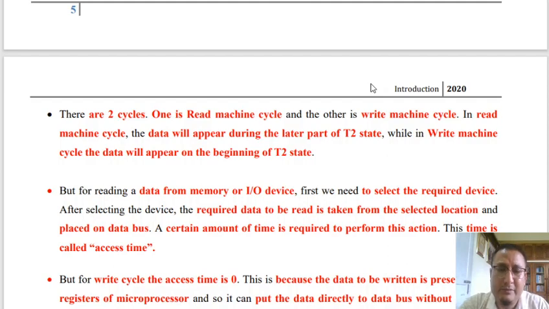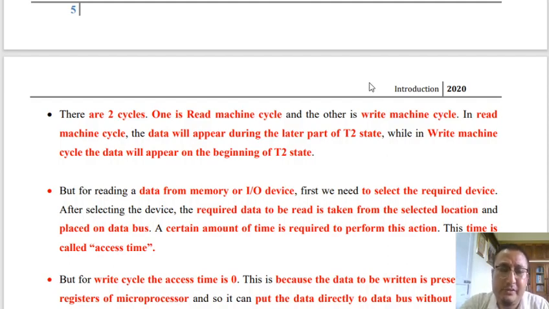Now, here it is stated that in the read machine cycle, data will appear in the latter part of T2. This is because whenever you are performing a read operation, first we need to locate the specific location from where the data is to be read, whether it is in memory or in IO. That will take a considerable amount of time, and that is called the access time.